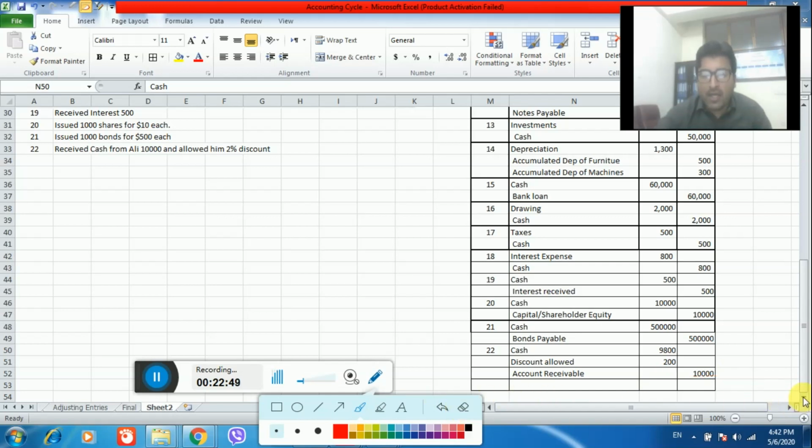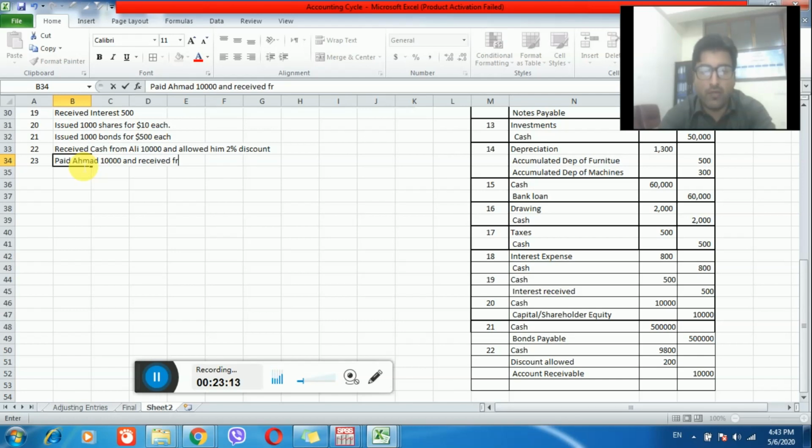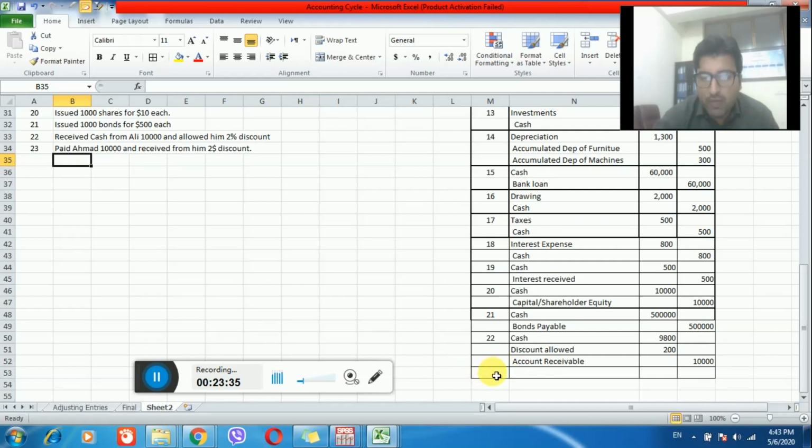Okay, now one more transaction, the final transaction, that is about 23. Paid, for example, Ahmad $10,000 and received from him 2% discount. Okay, dear students, now we are paying to whom? To Ahmad. How much? $10,000, and receiving from him discount. Clear? So look here, have to record this transaction, very much easy.